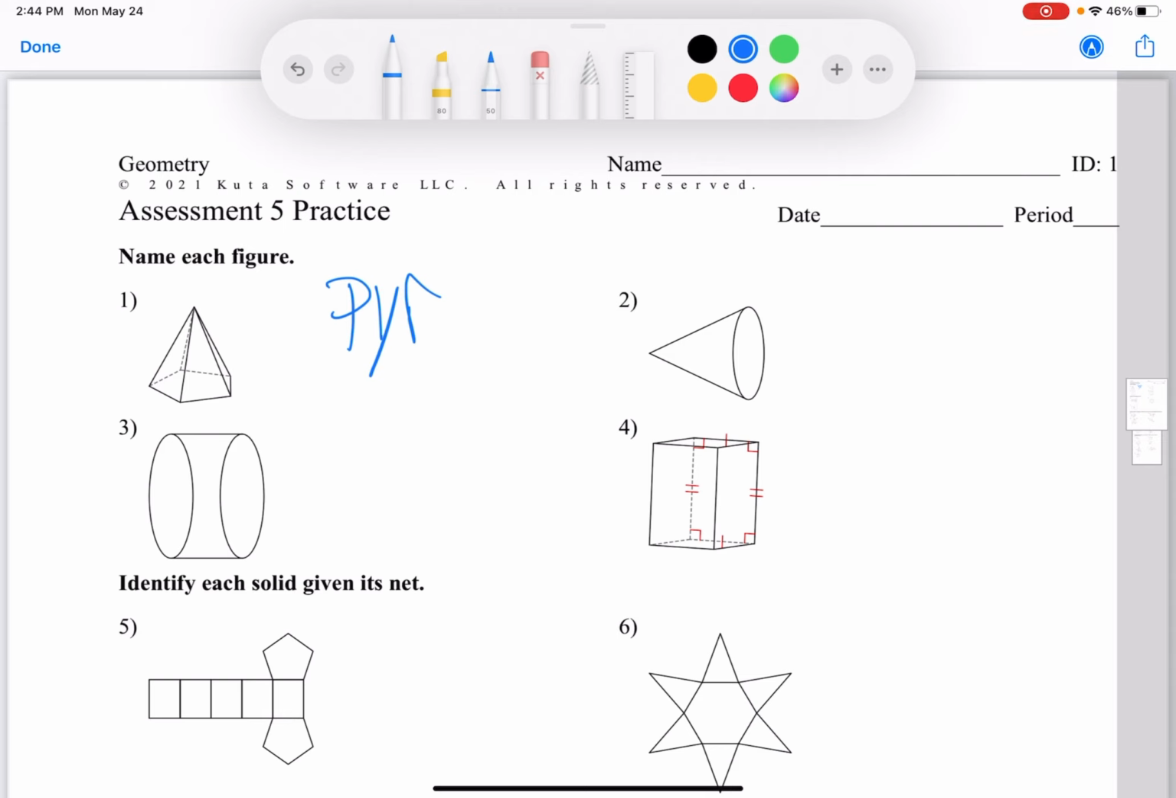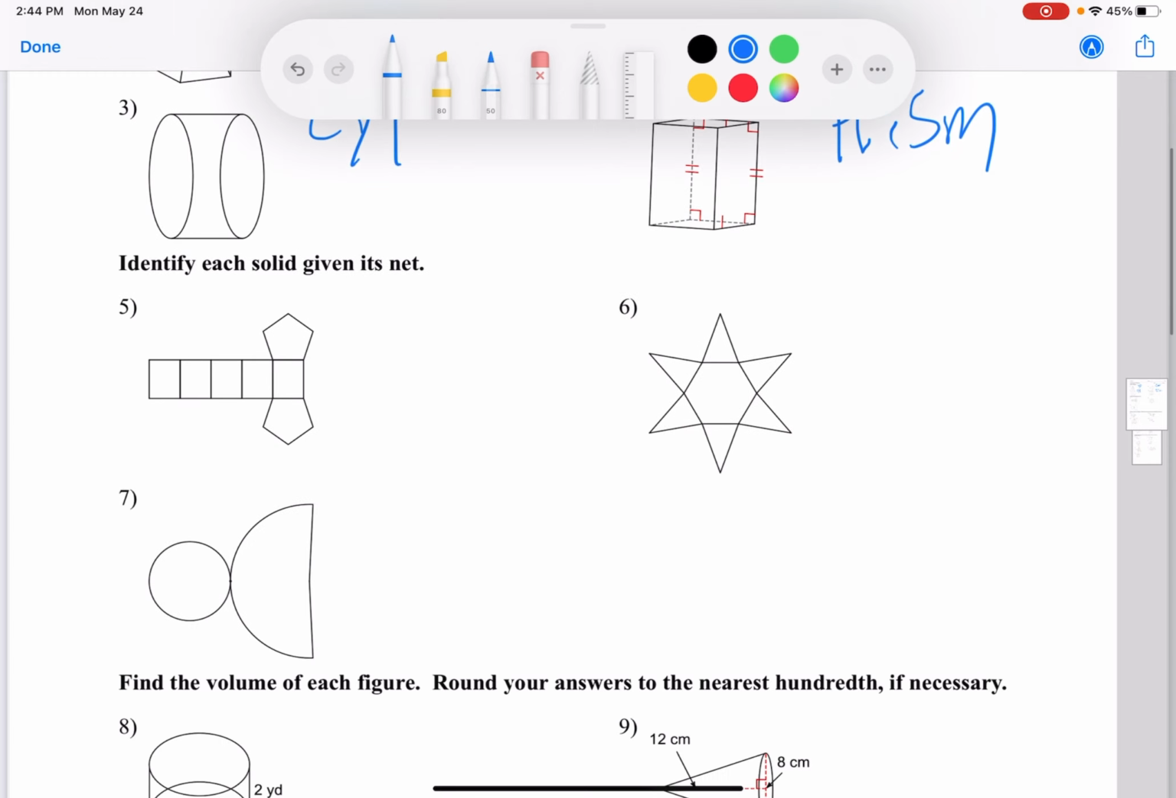Next one, number 2. It's got a circular bottom, comes to a point, classic cone. Number 3, 2 circular bases, classic cylinder. And the last one looks like a cube. We call it a prism. Do these probably have more technical names like pentagonal pyramid and rectangular prism? Yeah, probably, but we'll call those good enough.